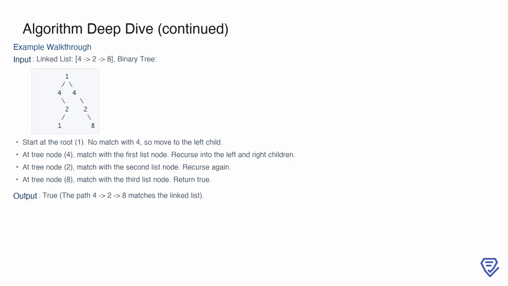At the right child of this node, which is a node with the value 2, we find a match with the second linked list node. Continuing this process, we move to the right child of this node, which is a node with the value 8. This matches the third and final linked list node. Since we've matched the entire linked list, we return true. This path, 4-2-8, is a subpath of the binary tree, and the output is true. Through this example, we can see how the algorithm efficiently combines recursive matching and DFS traversal to solve the problem.